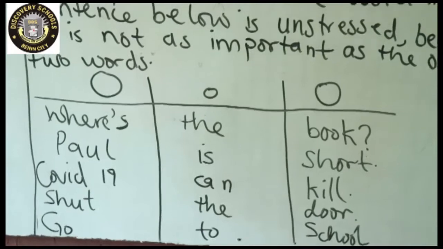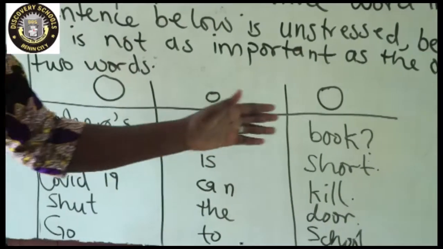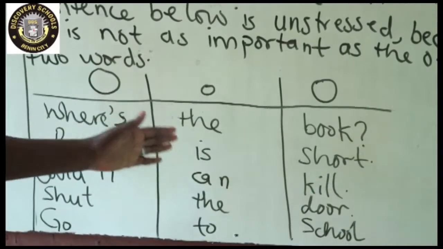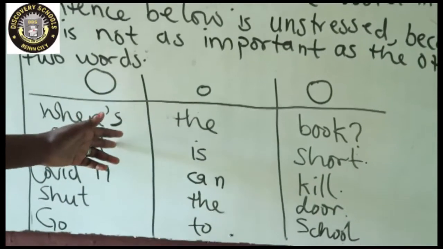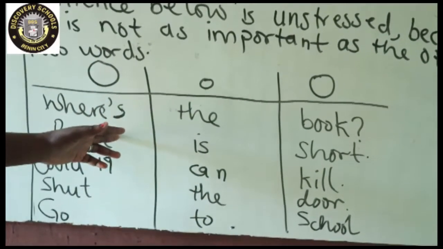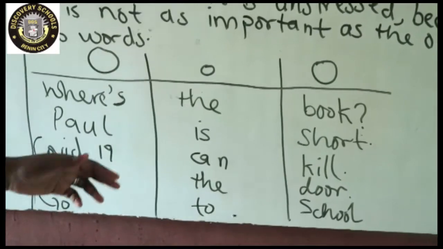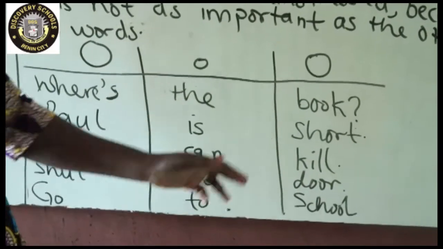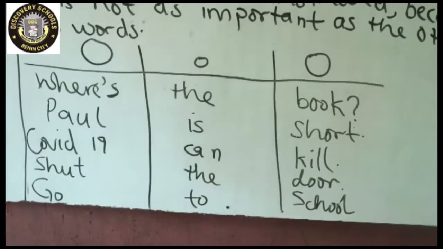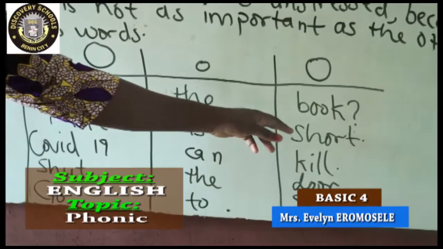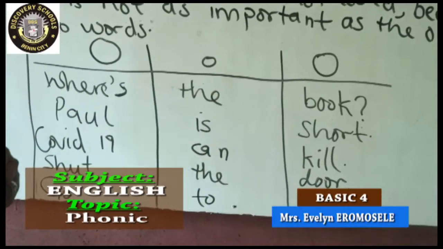Let's go to the second sentence. Paul is short. Paul here is a noun. So, Paul is what? Stressed. And "is" is not stressed, then "short" is what? Stressed. Short is stressed because short is an adjective.